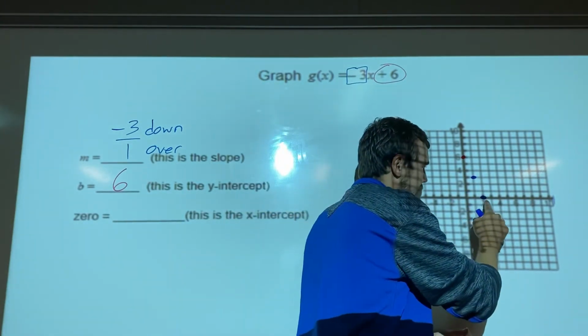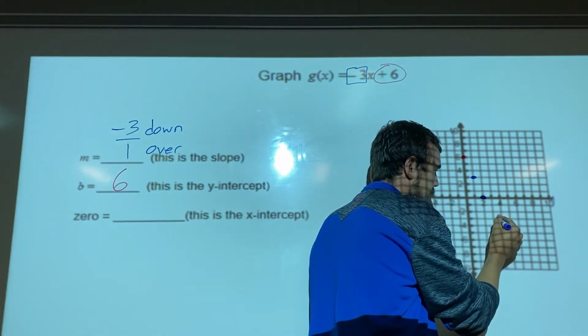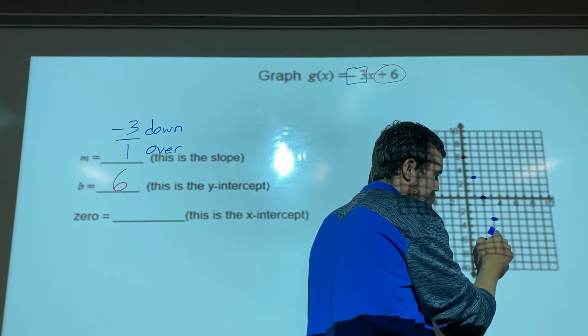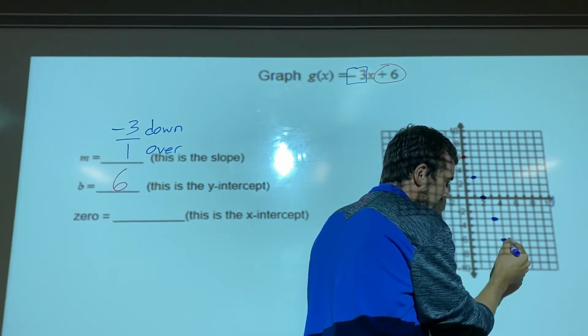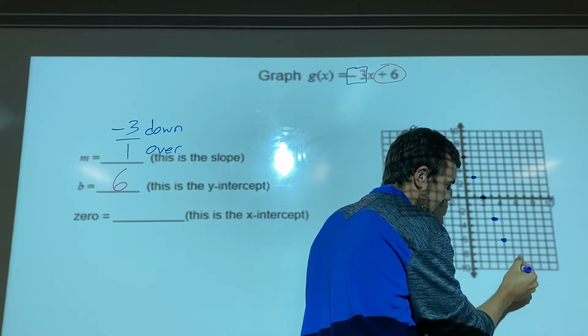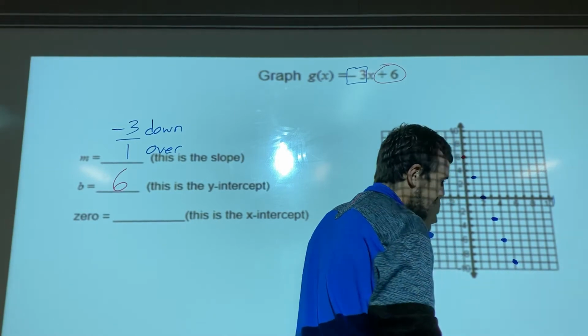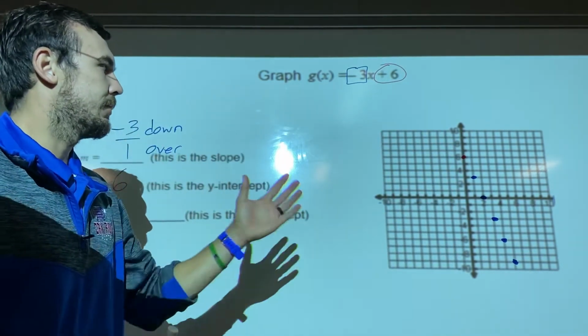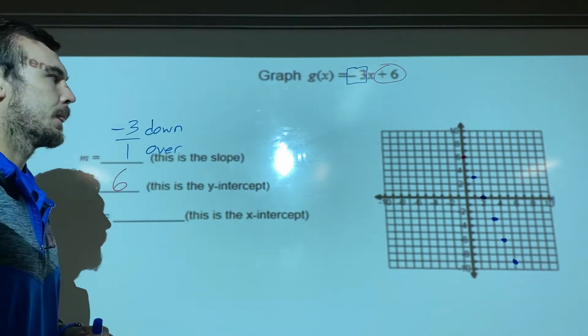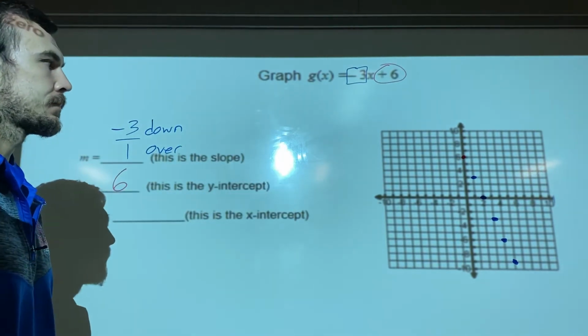Let's keep going. 1, 2, 3, over 1. Again, 1, 2, 3, over 1. And again. I ran out of graph, but this should be fine for me to graph my line. All right, that's plenty of points.